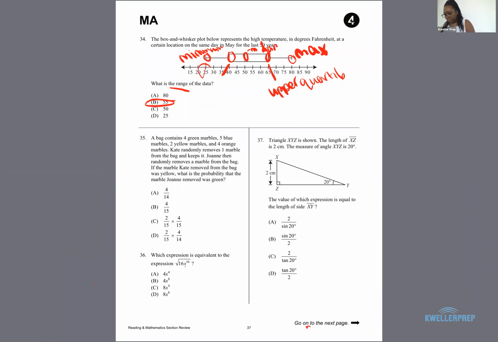All right. 35. A bag contains 4 green marbles, 5 blue marbles, 2 yellow marbles, and 4 orange marbles. Kate randomly removes 1 marble from the bag and keeps it. Joanne then randomly removes a marble from the bag. If the marble Kate removed from the bag was yellow, what is the probability that the marble Joanne removed was green?